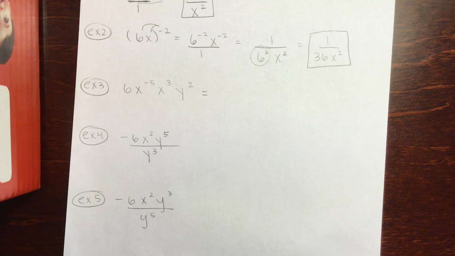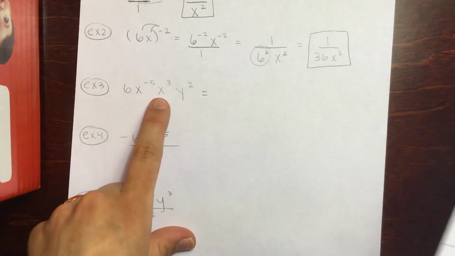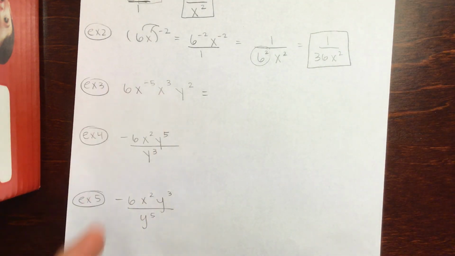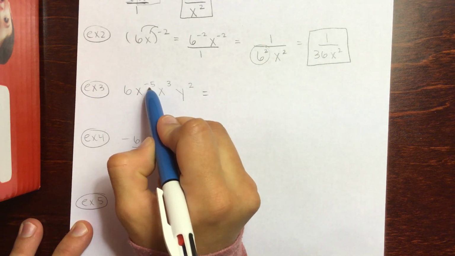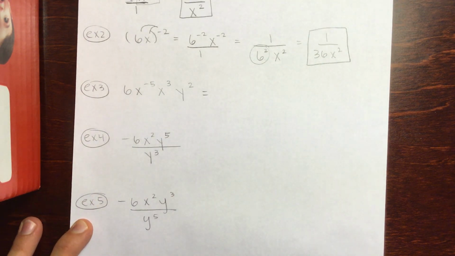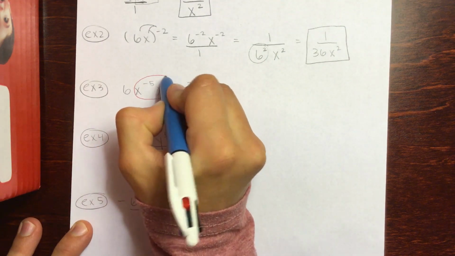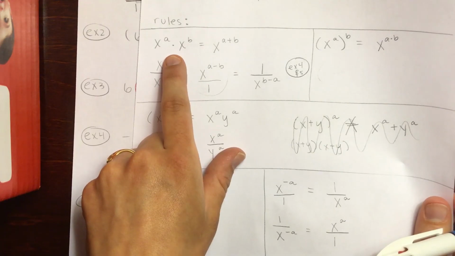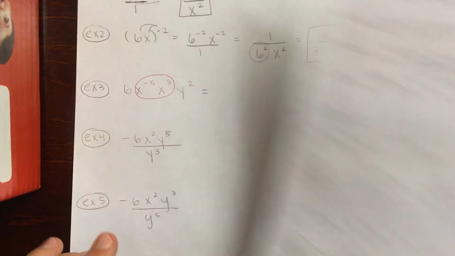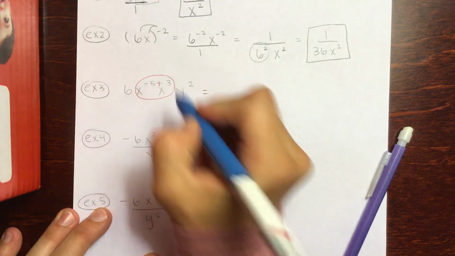Example 3. Let's simplify. I see a negative exponent. I also see multiple x's. And that's about it. No double powers, no parentheses. So you can choose to either move your negative exponent to the bottom first, or I like to go on and combine my bases here, because sometimes when you combine them, it ends up getting rid of your negative. x to the a times x to the b equals x to the a plus b. We are going to add these two together.